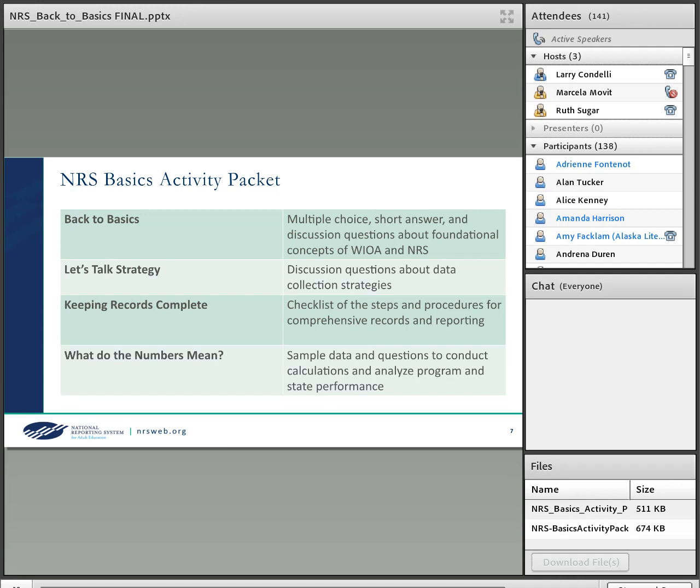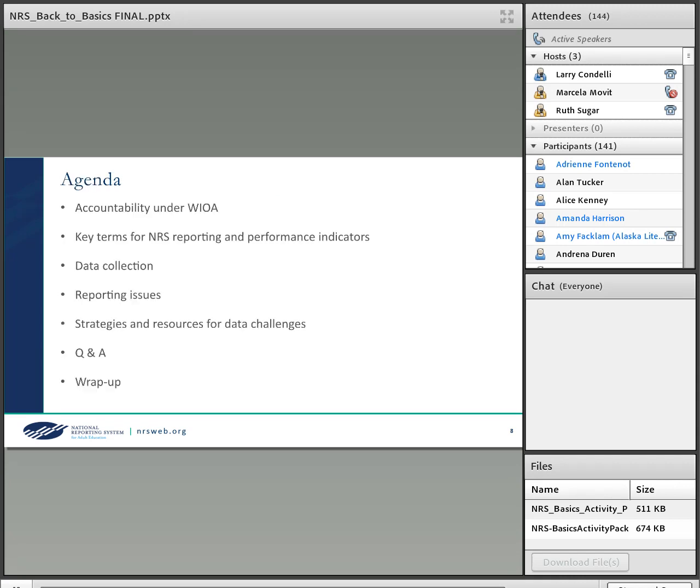And then What Do the Numbers Mean is an activity where we've provided sample data so staff get to practice how to calculate post-exit indicators, and there are analysis questions about what the numbers are saying about program data practices, and for the participants to think from a state director's perspective about what program directors could be doing to improve performance. And also, just so you know, the packet has an entire answer key section as well. So whoever's doing the professional development does not need to know every single answer because that information is provided for you as well.